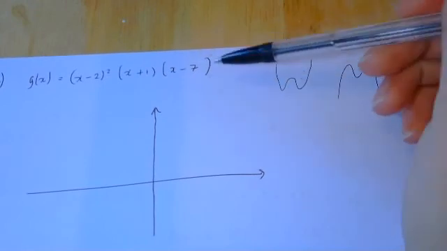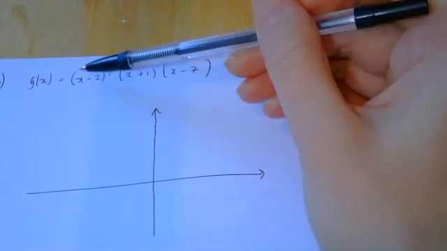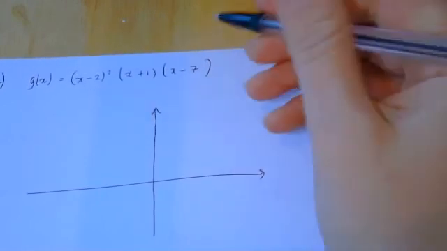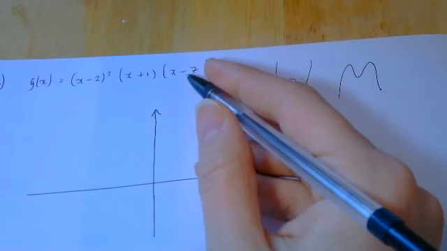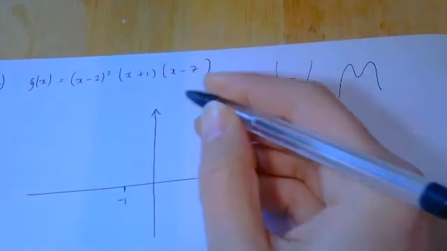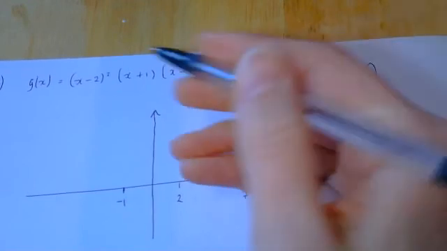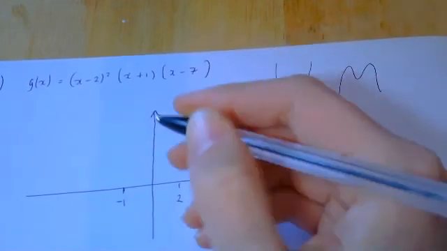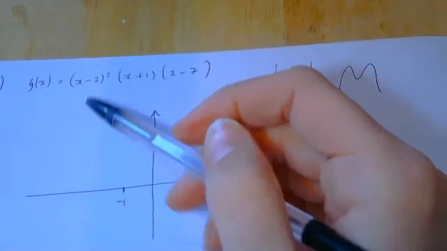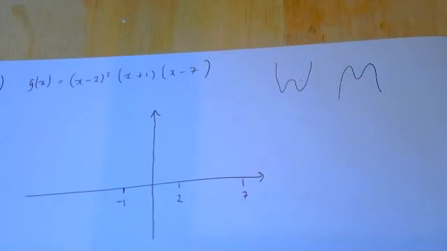I've got a decision to make. It's going to be an x to the power 4 graph, so it's either going to look like that or it's going to look like that. I need to decide whether it's this or this by looking at what the coefficient of x to the 4 is going to be. It's going to be positive. And then the important numbers are -1, 2, and 7.